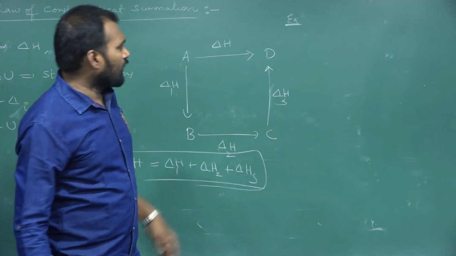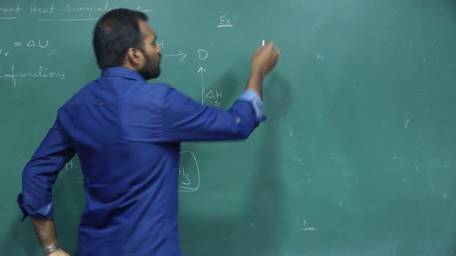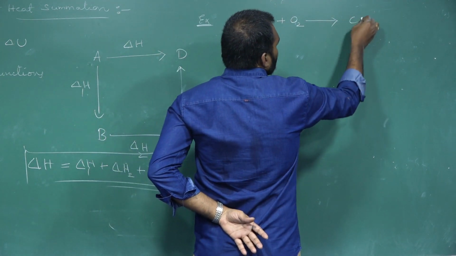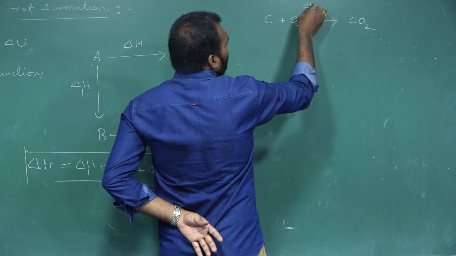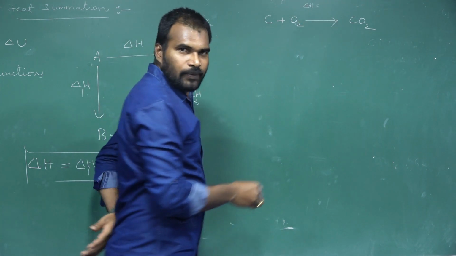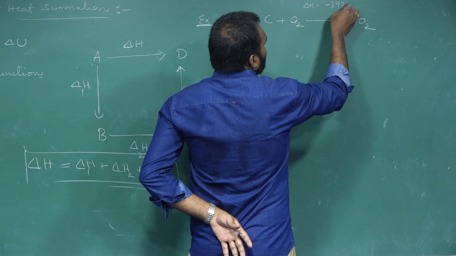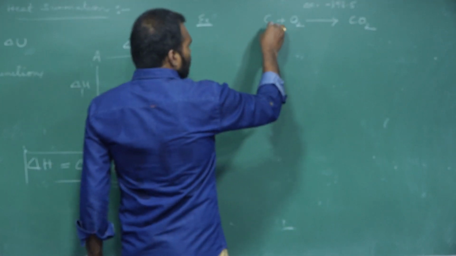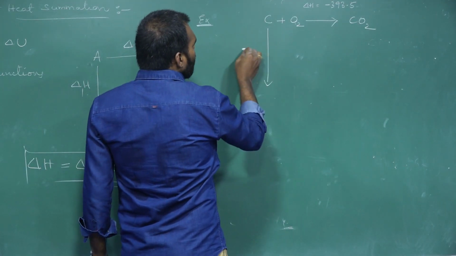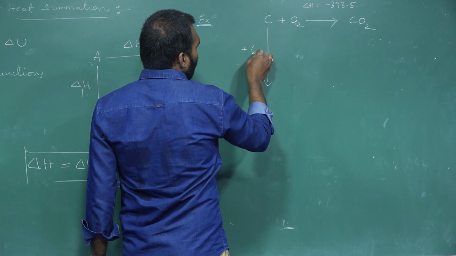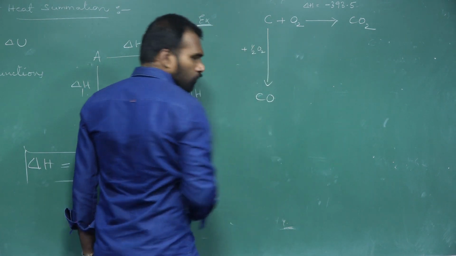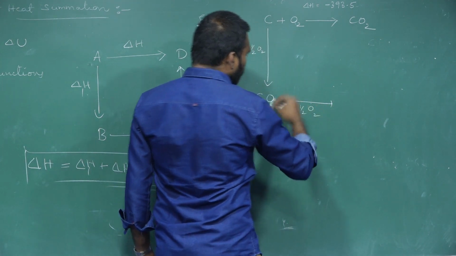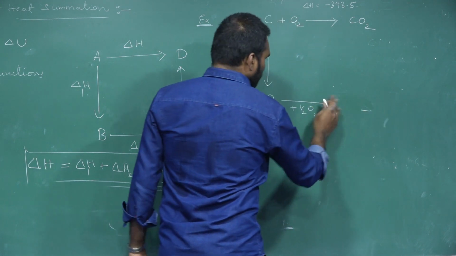So let us wind up by taking an example. I am taking a reaction, that is the combustion of carbon, graphite. C plus O2 gives rise to CO2. We know its enthalpy. What is the combustion enthalpy of graphite? That is minus 393.5 kilojoule per mole. Next, C on partial oxidation with half O2 becomes CO, and CO on further oxidation converts into CO2.